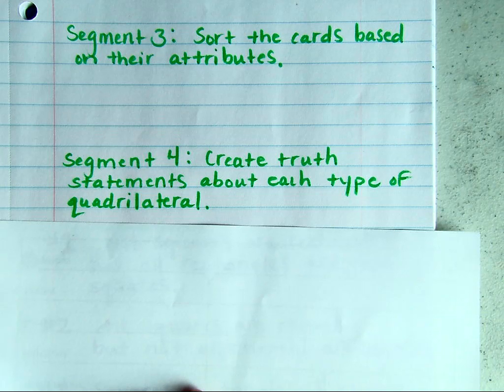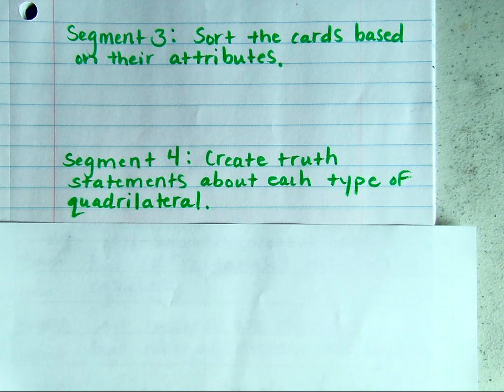Okay, segment 4. I would like for you to create truth statements about each type of quadrilateral. I hope you were able to come up with a great list of truth statements about these quadrilaterals. Here are a few examples of the truth statements that I discovered. And as I go through these, I wonder if these are some that you found and wrote down on your paper.